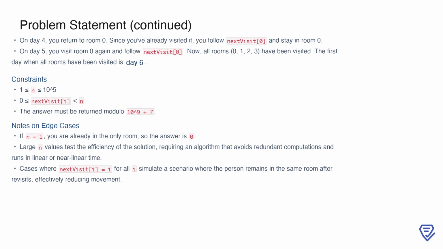Keep in mind the constraints, such as the large possible value of n, which means you'll need an efficient solution. Additionally, edge cases include scenarios like n equals 1, where you're already in the only room, so the answer is 0, or cases where nextVisit[i] equals i for all i, which minimizes movement. These considerations will guide your approach to solving the problem efficiently.